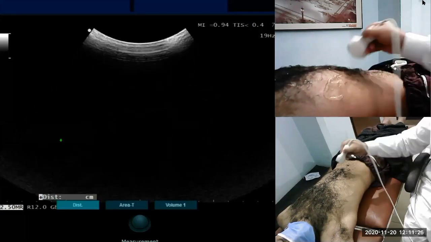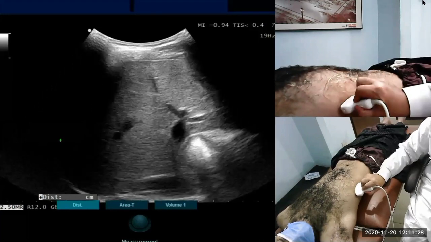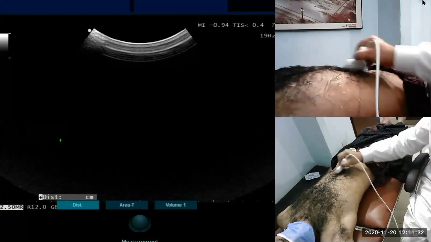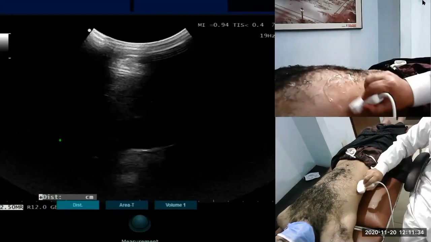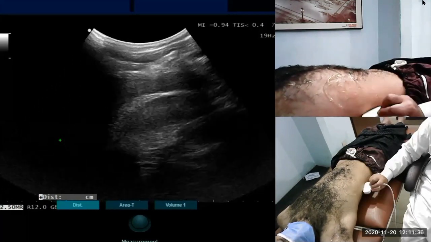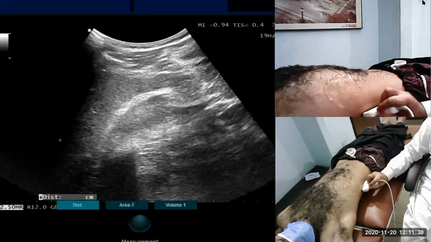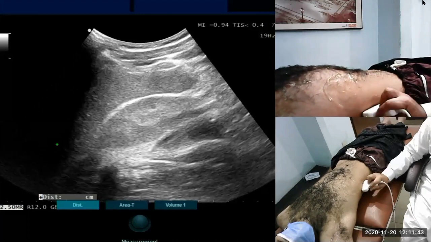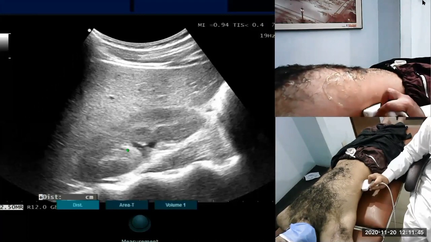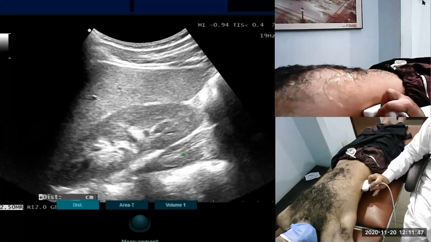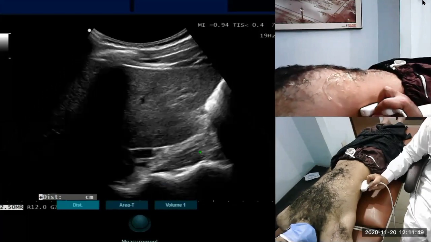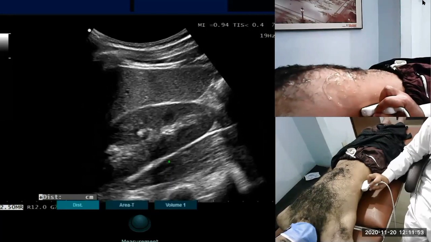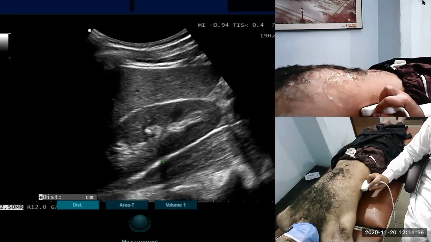And now I'm moving in the next intercostal space. Further next, further next. And now I have reached the kidney. I have seen the sweeping scan of the kidney. I have seen the psoas muscle behind. This is the psoas muscle on which the kidney is gliding, is sliding.